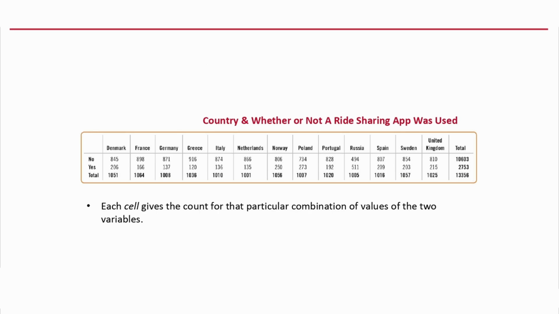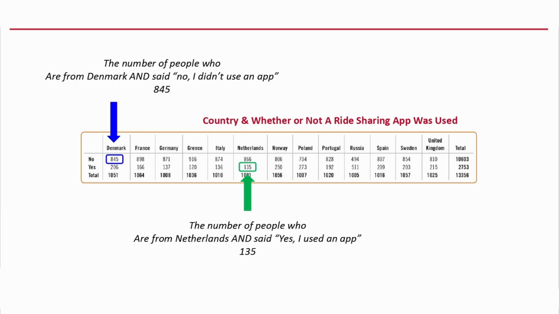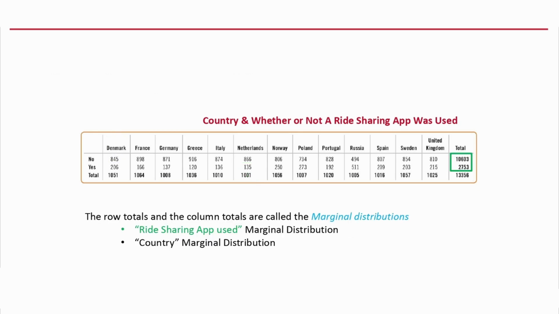Each cell within this table tells you the count of that particular combination of either yes or no and which country they are from. So in the top left, that 845 is the number of people who are from Denmark and said, no, I didn't use an app. Whereas that 135 in green is the number of people who are from the Netherlands and said, yes, I used an app.